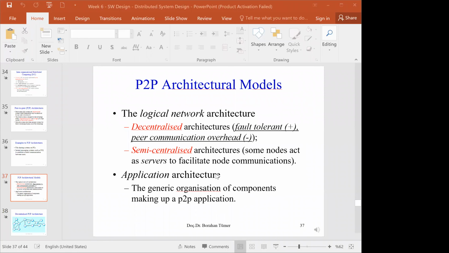Well, in the P2P or peer-to-peer architectural models, the logical network architecture is decentralized, and this way it is fault tolerant, but there is a big peer communication overhead. So that means between the peers, many redundant code runs, and this brings about the communication overhead.